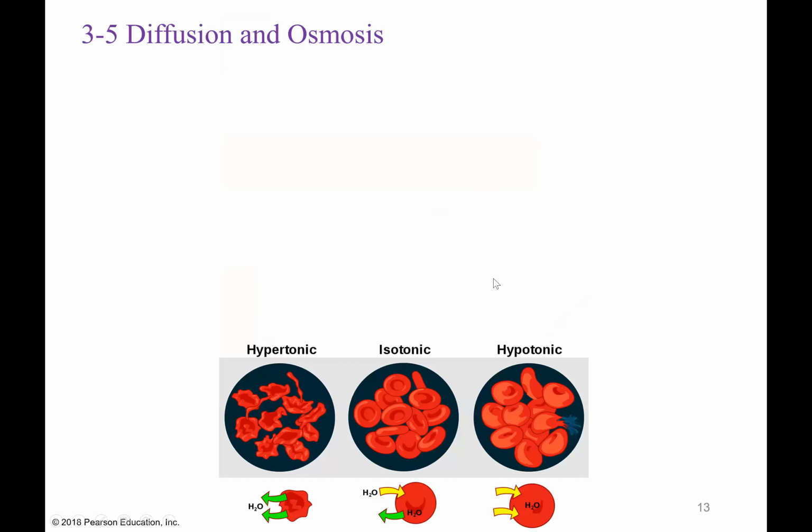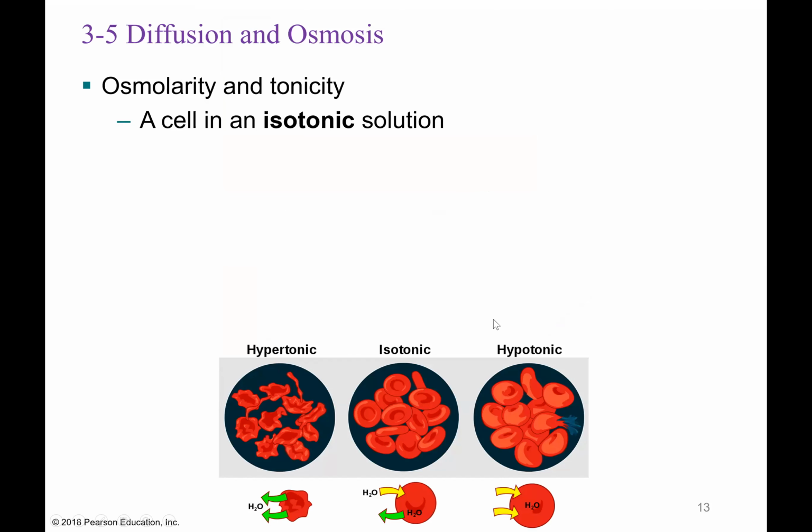Okay, so we'll talk about what happens in a cell. A couple terms to know: osmolarity and tonicity. So osmolarity is the concentration of substances in a solution. Tonicity is talking about the turgor of a cell, if it's really tight, if it's loose, if it's in a perfect happy place.